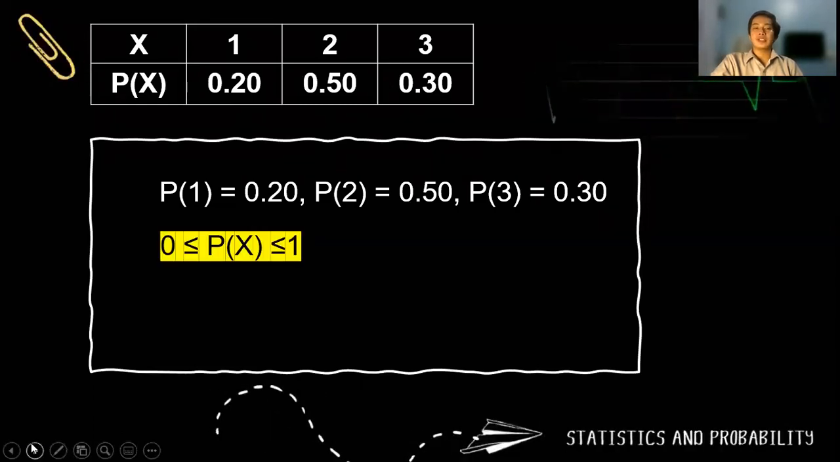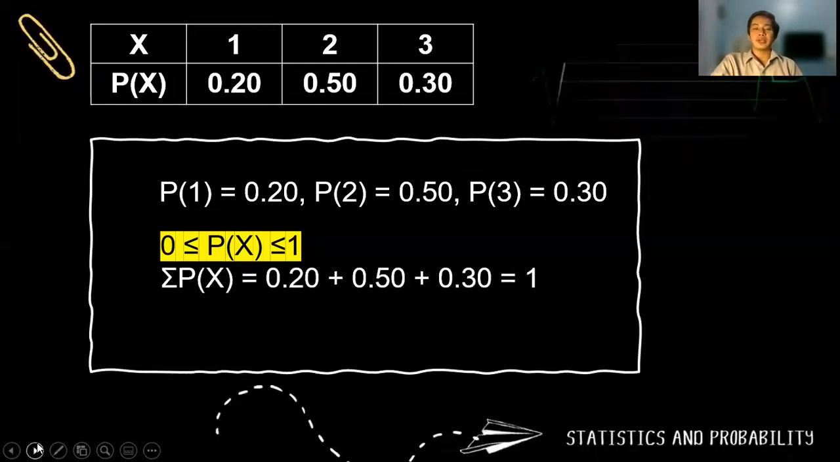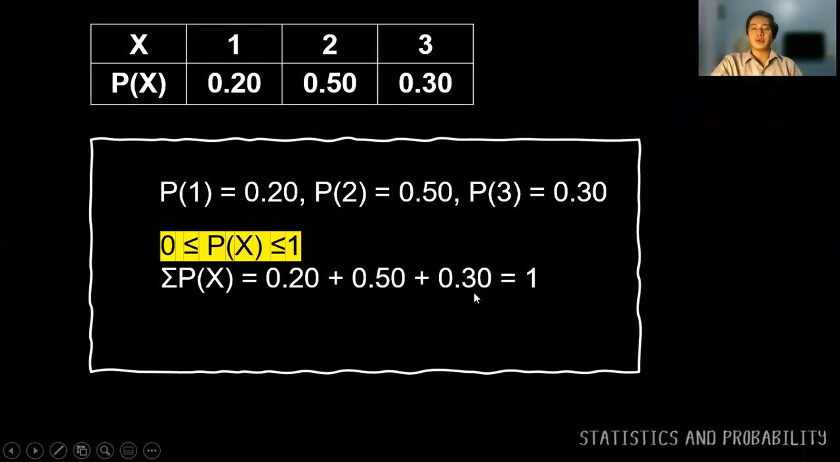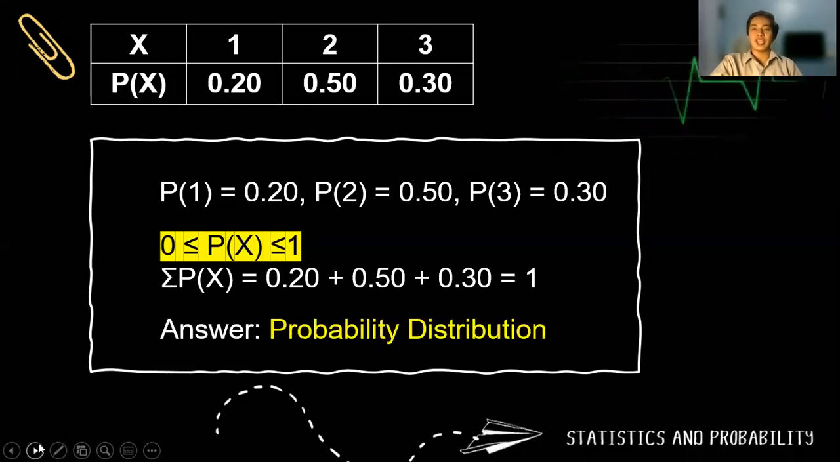First, all of them are between 0 and 1. So that's a check for property number 1. With respect to property number 2, let us get the summation of all the probabilities. We have 0.2 plus 0.5 plus 0.3, and the sum is 1. Therefore, the answer is a probability distribution.